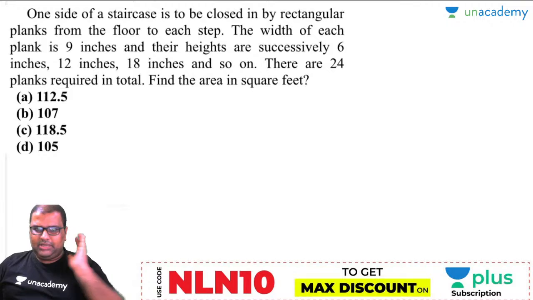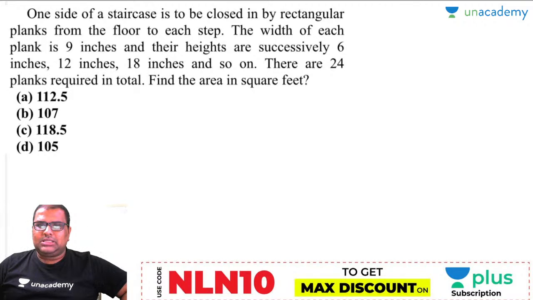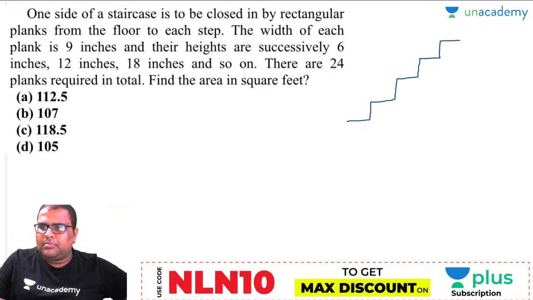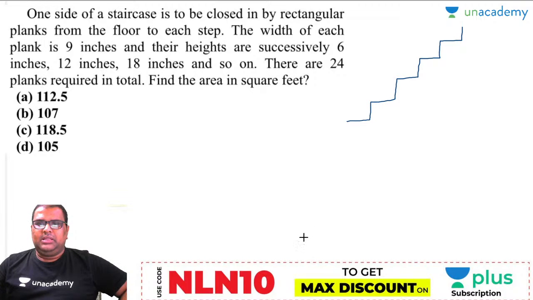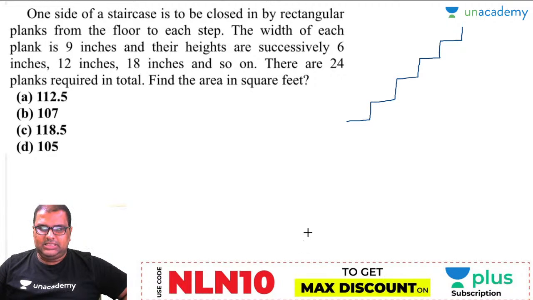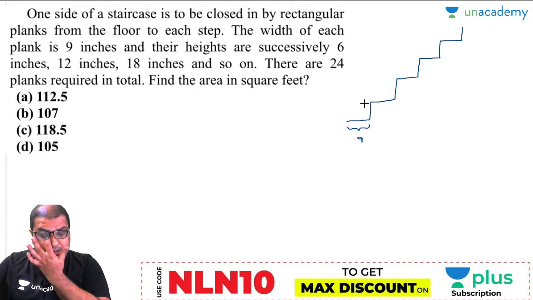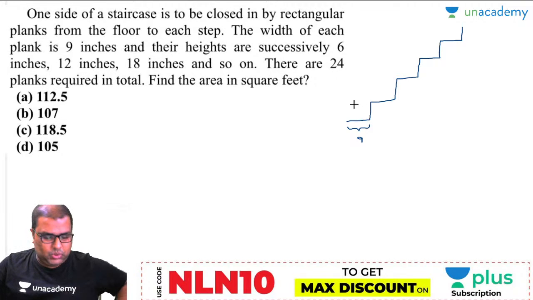Now this is the question asked. One side of a staircase is to be closed by rectangular planks from the floor to each top. Now look, this is a staircase, it seems. I will draw a staircase. Okay. The width of each plank is 9 inches. Now width is this one. Width of each plank is 9 inches only. And the heights are successively 6, 12, 18 inches, and so on.